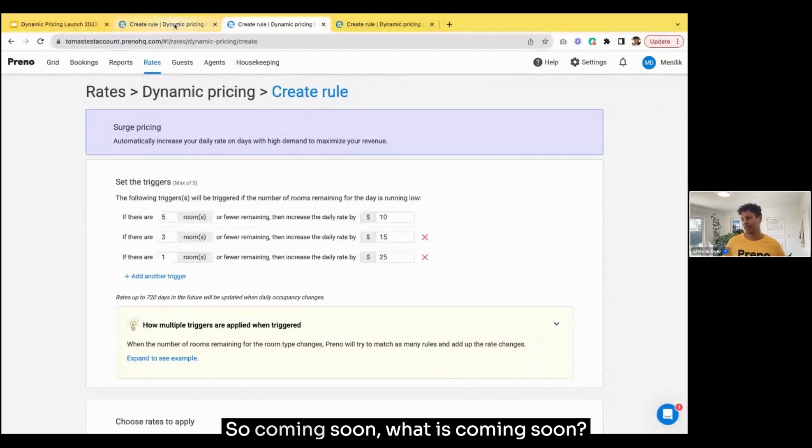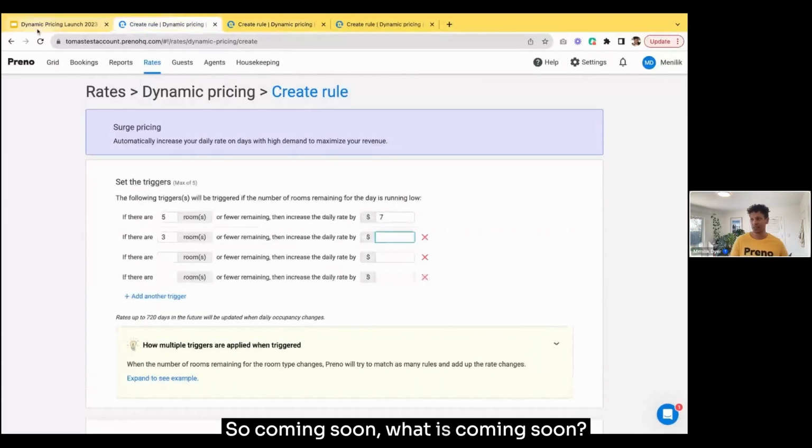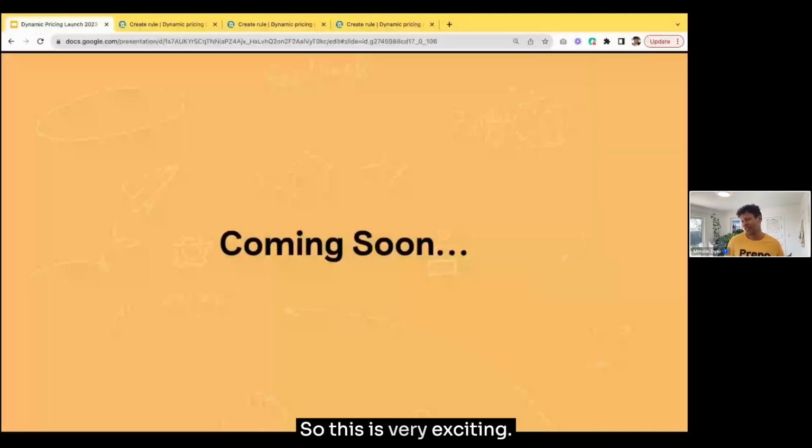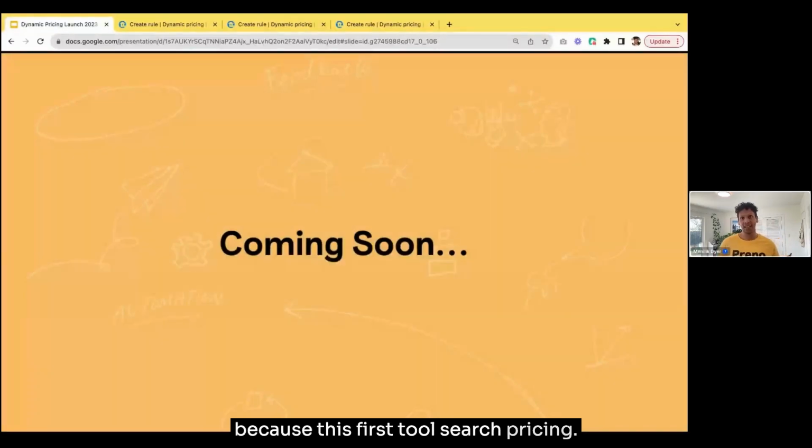Cool. So coming soon, what is coming soon? This is very exciting. I am super excited by this because this first tool, surge pricing, is the first in a suite of products that we've got coming out. And so you'll see them coming out quite quickly afterwards.